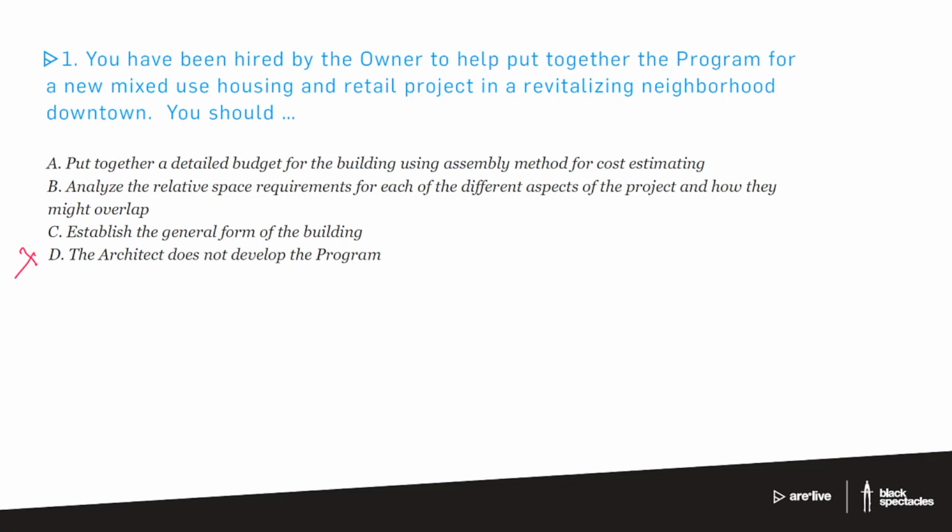Let's keep going right up that list. How about C, establish the general form of the building? This one is actually a key one that I want to make sure you hear. It is absolutely not C. The reason for that is, and this is so hard for architects, myself included, to hear, but when you're putting together the program, the whole point is that you're doing research and analysis, and you're assembling data and information and goals and things like that. You are not designing. You are absolutely not designing.